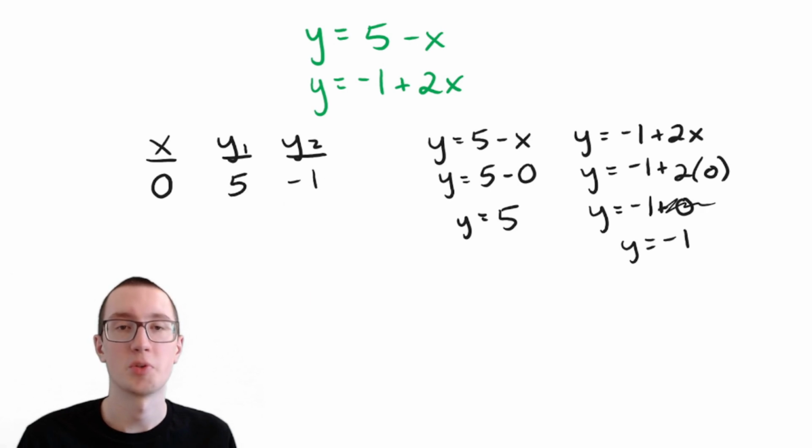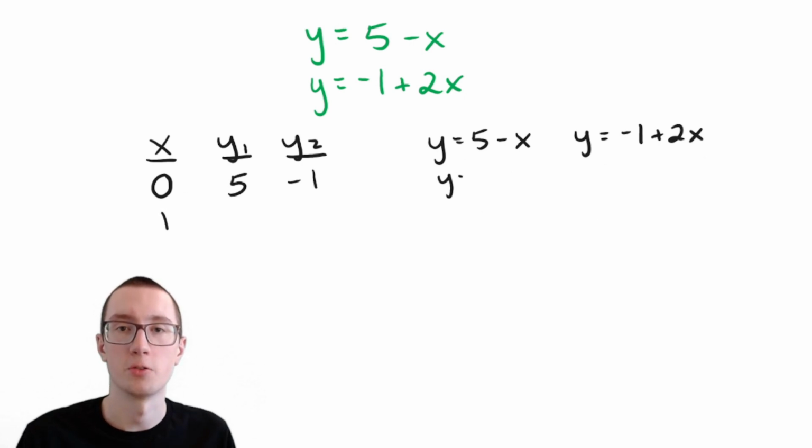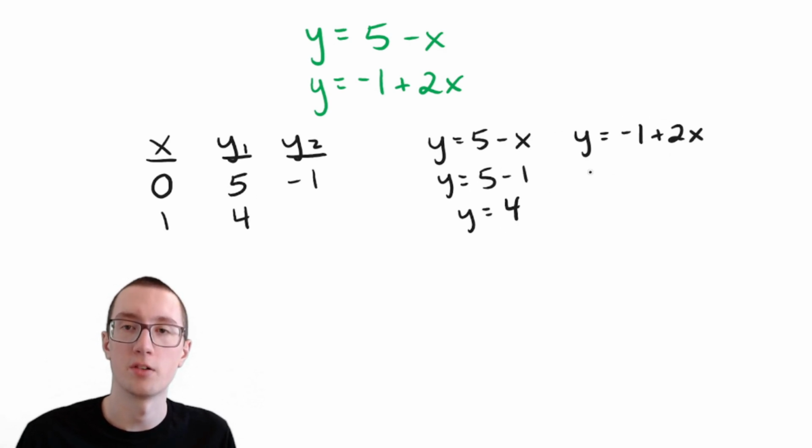Now, 5 and negative 1 are pretty far apart, so I think we're kind of far from the answer, but let's go ahead and test out 1. So y is equal to 5 minus 1, and y is equal to 4, because 5 minus 1 is 4. So we're going to go ahead and put 4 into our table here. And now we're going to plug in 1 on the other one as well.